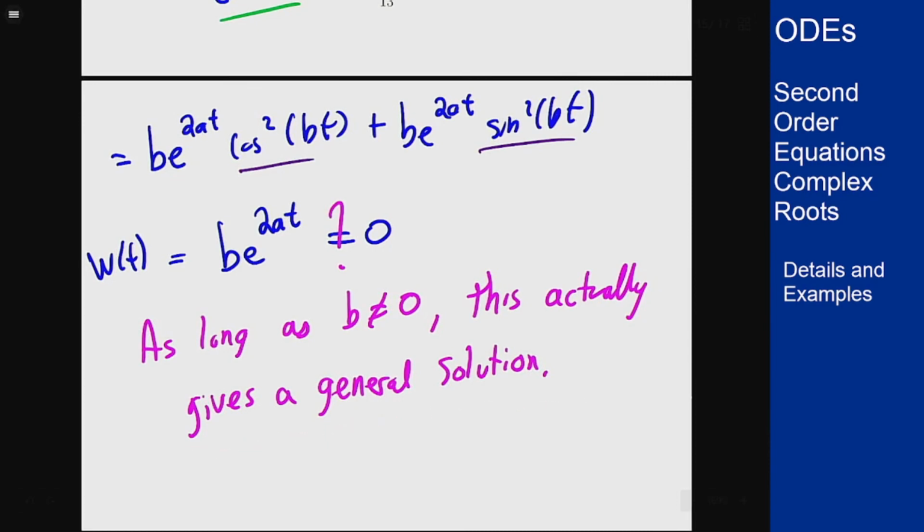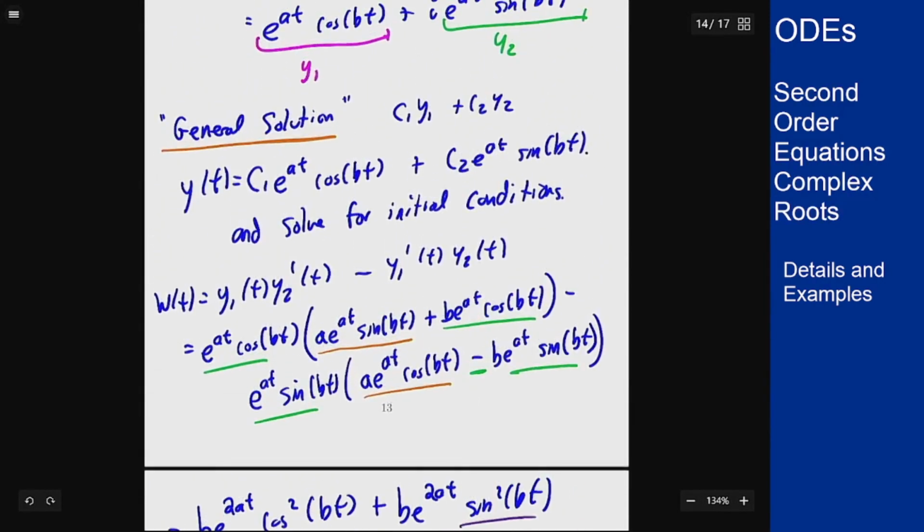So this gives us a method for approaching and solving these second-order equations. If we have complex roots, we can write this right here as our general solution, we know it is, and then solve for c1 and c2 to meet the initial conditions for our given problem.